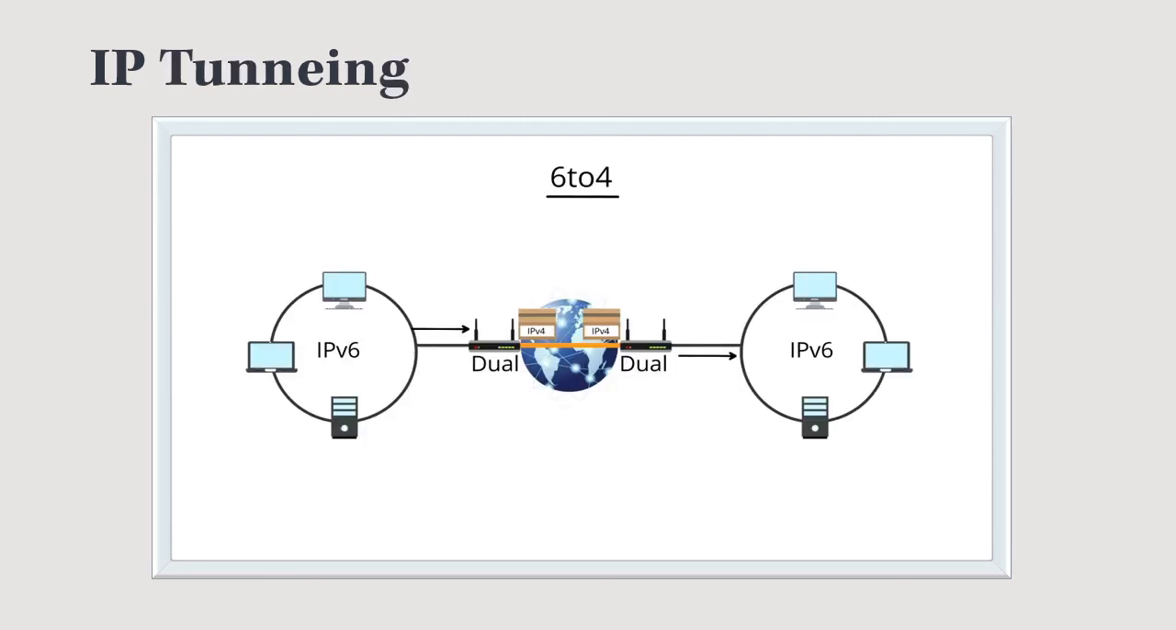And then again, this is just a visual representation of tunneling. Over on the left, we have an IPv6 subnet, and over on the right, we have an IPv6 subnet. Then it needs to move through an IPv4 network. So we package it and tunnel it through that network, and then it comes back out as IPv6 on the other side. So this would be 6 to 4 tunneling. We also could have 4 to 6 tunneling, which would be IPv4 through an IPv6 network. There are a couple other tunneling protocols that we could use, but really for the test, you just need to understand what tunneling is and what it does.